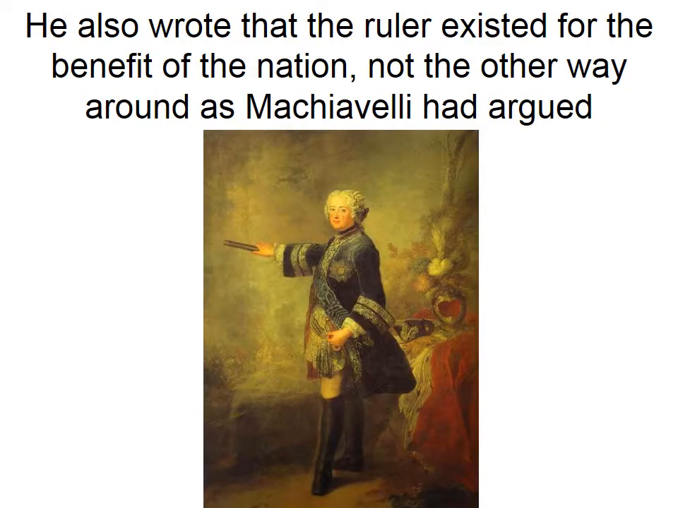He also said that a ruler existed for the benefit of the nation, not the other way around, as Machiavelli had argued. He didn't say that the benefit of the nation came from the ruler, but that the ruler is the one who needs to help make sure that the nation can be benefited.